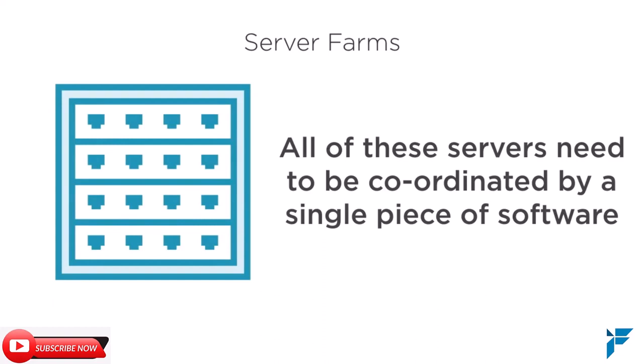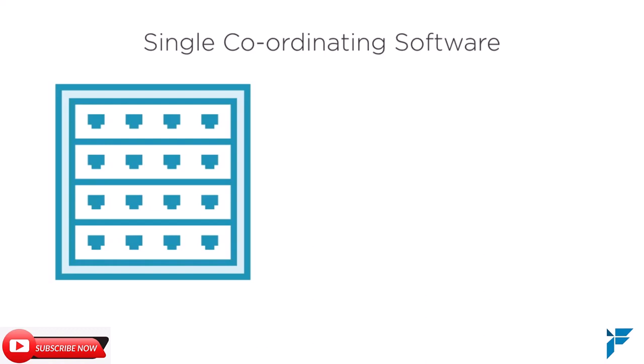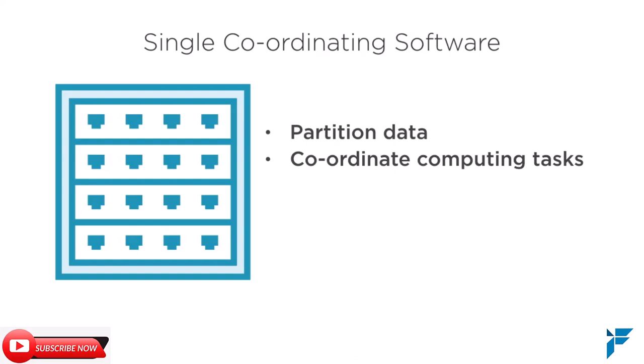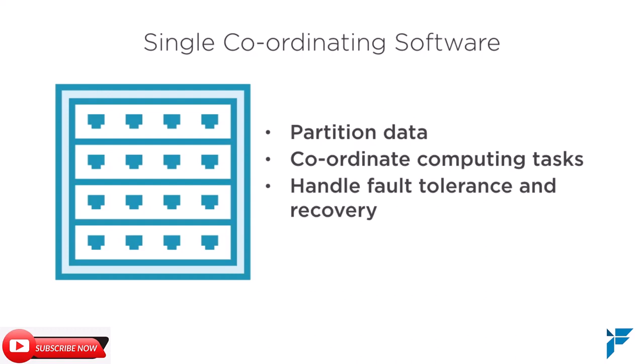These servers need to be coordinated, and it is a software which will perform this coordination. This is a special piece of software which takes care of the needs of a distributed system. Things like partitioning data so that any data is stored across multiple nodes in a system. This data is protected against loss by replicating the data on more than one node, or coordinating compute tasks. You might have a task which runs in parallel on multiple machines. This software will ensure that all these processes run through to completion successfully and store their results in the correct place. It also needs to handle fault tolerance and recovery.